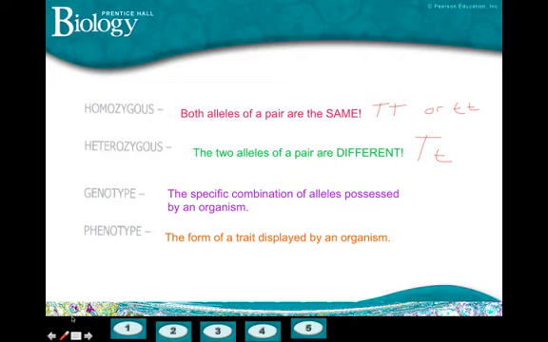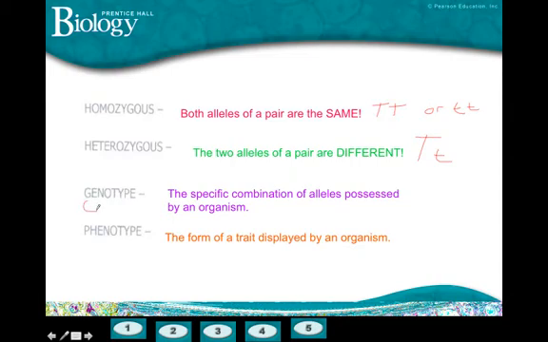Now, there's two other terms, and I'm going to drill you on these four words over and over and over. You're going to be so sick of them. I hope you get them by the time we're done. Genotype is going to be the specific combination of alleles possessed by an organism. Okay? It's the form of a trait. The phenotype then is the form of a trait displayed by an organism.